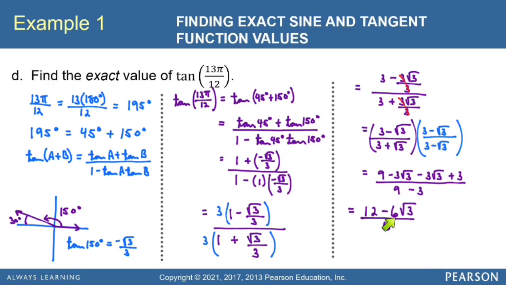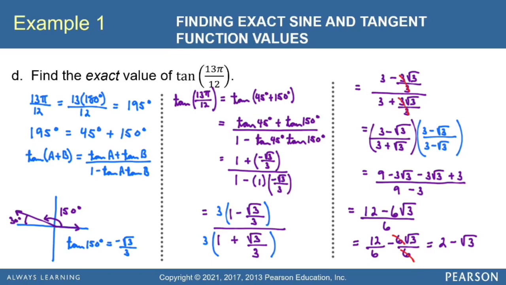Okay, now, all 3 of these numbers can be divided by 6, so that means we can simplify. Let's split this into 2 terms. We'll have 12 over 6 minus 6 square root of 3 over 6. 12 over 6 reduces to 2, and for the second term, the 6's divide out, leaving us with minus square root of 3. So the tangent of 13 pi over 12 works out to 2 minus square root of 3.